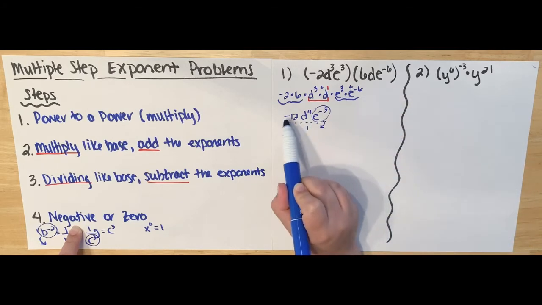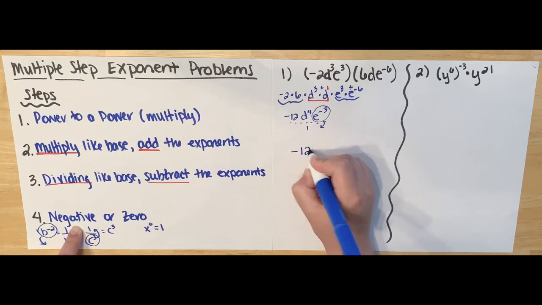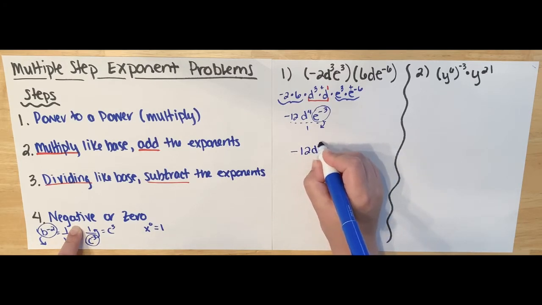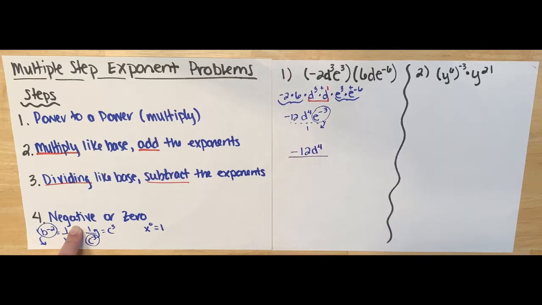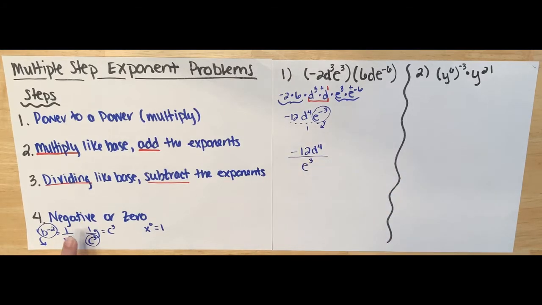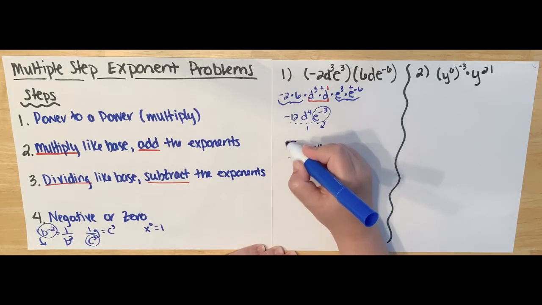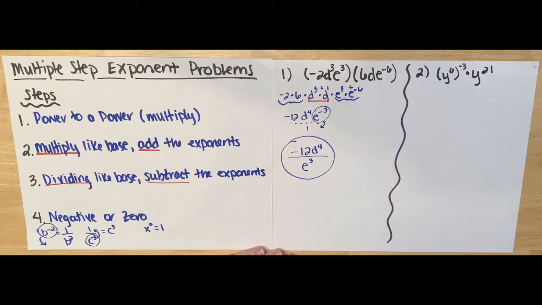You notice I didn't circle these two, so they do not move. So my answer will be negative 12d to the fourth remains where it was in the numerator. And e moves down and the exponent becomes positive. You always want your final answer to have positive exponents. Negative numbers are okay. Negative exponents are not. So my final answer is negative 12d to the fourth, all of that over e to the third.